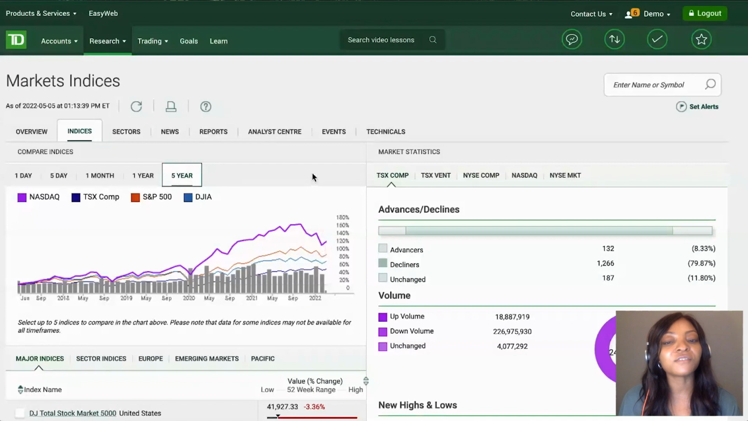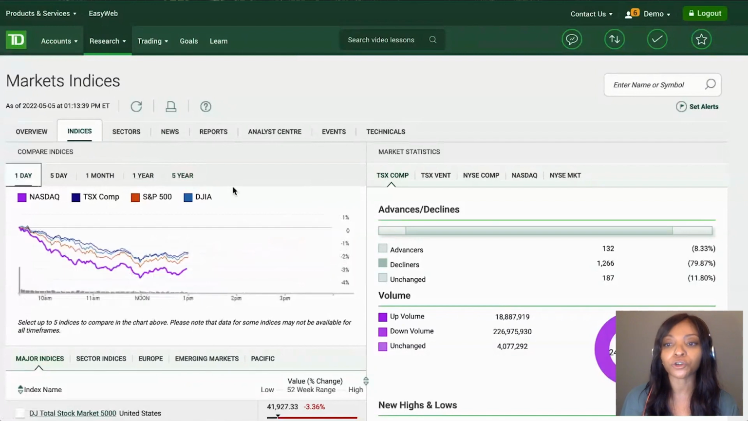Now, something else an investor could do is, let's say I change this to a 1 day time frame. If I'm more interested in the short term, I can see how these markets are performing today. So for instance, if I'm more interested in Canadian markets, so let's say the TSX composite, I can see that it is down along with all the other markets. It's not as down as the rest of them.